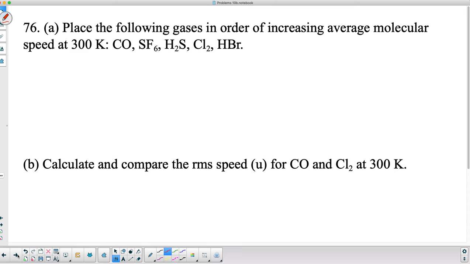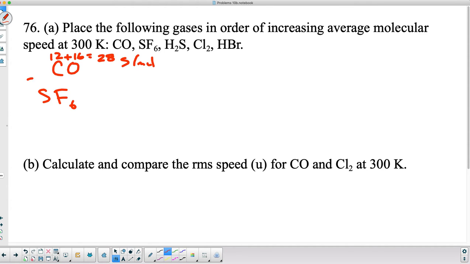It says, place the following gases in order of increasing average speed at 300 Kelvin. Okay, so this is increasing average speed. The first thing we need to do is go through each one of these and take a look. All I'm going to do is find the molar mass of each one of these. For CO, I'm taking one carbon, which is 12, adding it to one oxygen, which is 16, so 12 plus 16 is 28 grams per mole. Okay, so that's the number we're going to focus on.